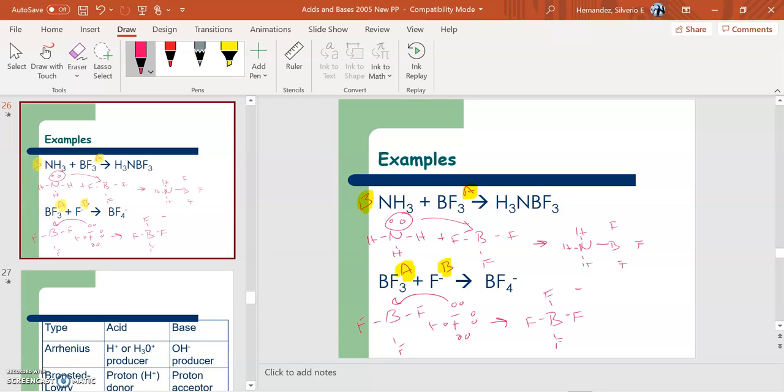In the second example, you have the boron trifluoride reacting with the fluoride ion. Here, the fluoride ion is donating, again, a pair of electrons over to the boron trifluoride. It's accepting, so the boron trifluoride is the acid, and the fluoride ion is the base, and you have a production of that compound there. Those are the examples for Lewis acids and bases.